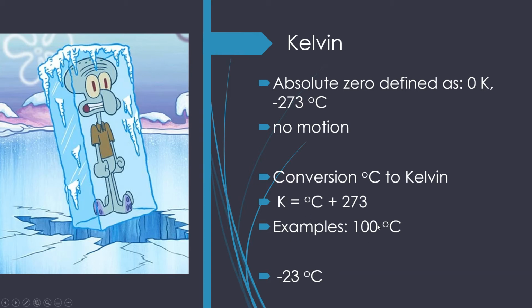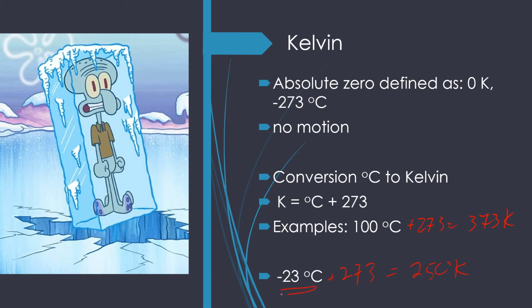So the way you get Kelvin is you take whatever the temperature is in degrees Celsius and you add 273. Examples: if it was 100 degrees Celsius, what would that be in Kelvin? Well, you just need to add 273, and you would have 373 Kelvin. And if you had minus 23 degrees Celsius, you would add 273, and you would get 250 Kelvin.